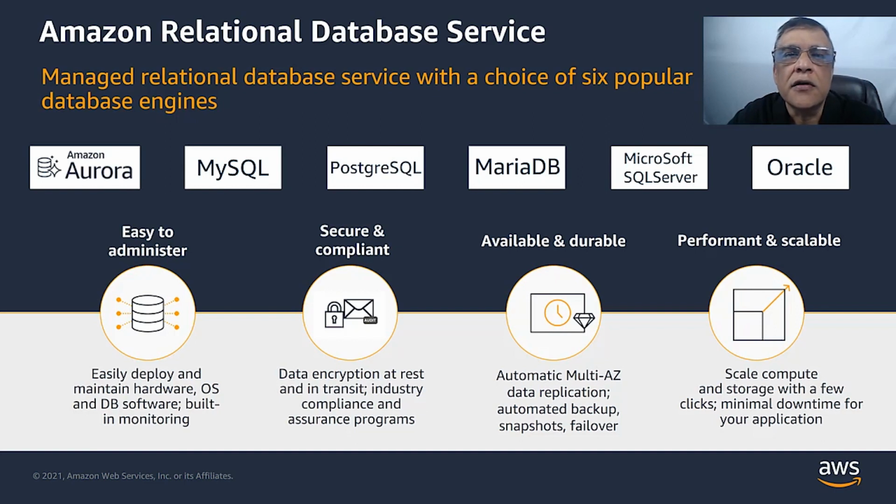The major features of the Amazon RDS service are easy administration, meaning it is very easy to provision an RDS database within a few minutes with the OS and the database software that you want, and have built-in monitoring also provided with the database. The data in your database is always encrypted at rest and also in transit using SSL, and it meets all industry compliance and assurance programs and assures that your data will remain secure at all times.